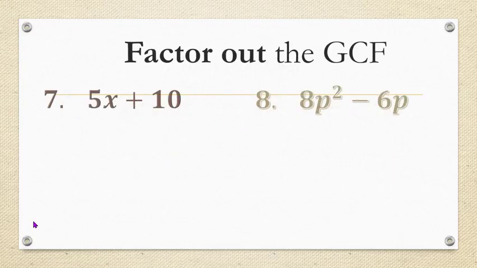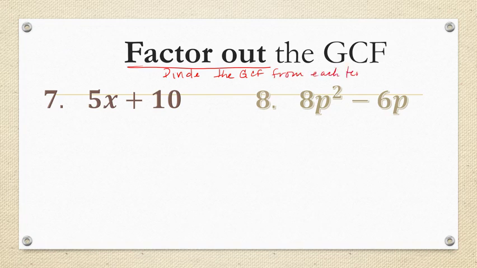Okay. Now it says factor out. Factor out means divide. Divide the GCF from each term. Okay? All right, so I've got 5x here and I have 10 here. So we're going to divide each term by 5 because that is going to be our GCF, leaving me with x plus 2. Okay, the GCF of the 8p and 6p is going to be 2p.